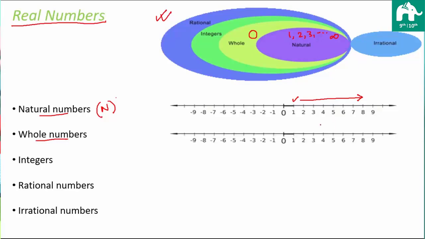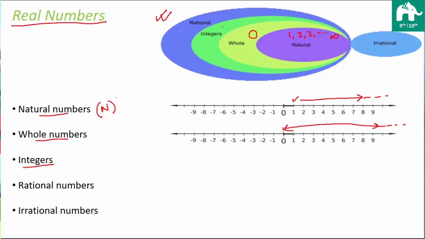So if you look at the number line, the whole numbers would start from 0. So all the numbers starting from 0 till infinity. So that's whole number. Third one is integers. So integers, all the natural numbers, all the whole numbers, and also the negative numbers.